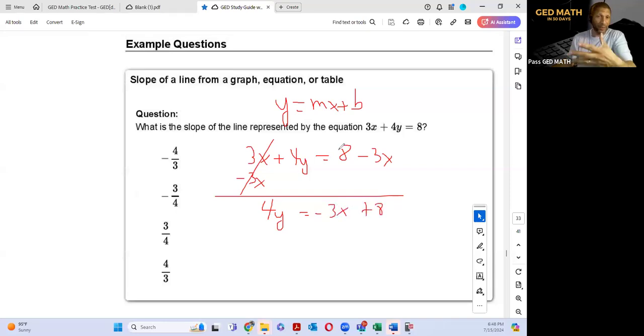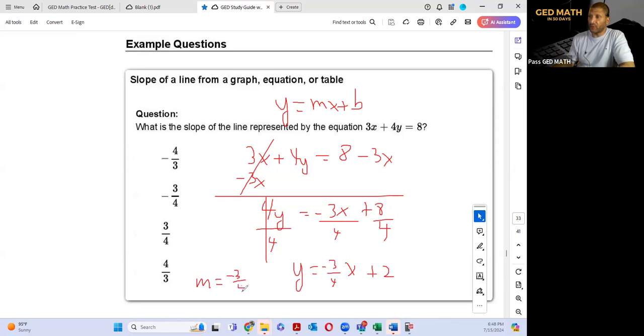See a plus sign above, but that's a positive 8. Y is still not by itself. The opposite of multiplying by 4 is dividing by 4. Since these are not like terms, I need to divide by 4 separately. The 4's cancel. Y equals negative 3/4 x plus 2. My slope is negative 3/4. My y-intercept is 2.